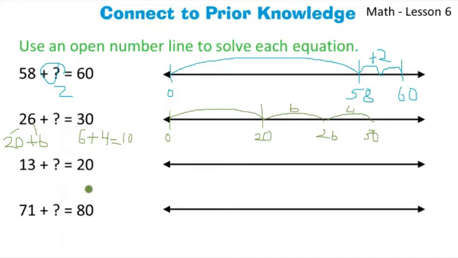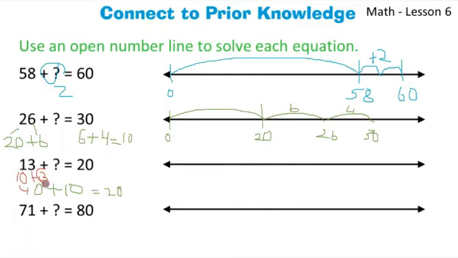Well, heck, I have 13 plus a number is equal to 20. And I know that if you look at my doubles, my large doubles, 10 and 10 make 20. So I want to have a 10 plus 10. That equals 20. Well, I know that this 13 here is a 10 plus 3. So this is that 10 right there.